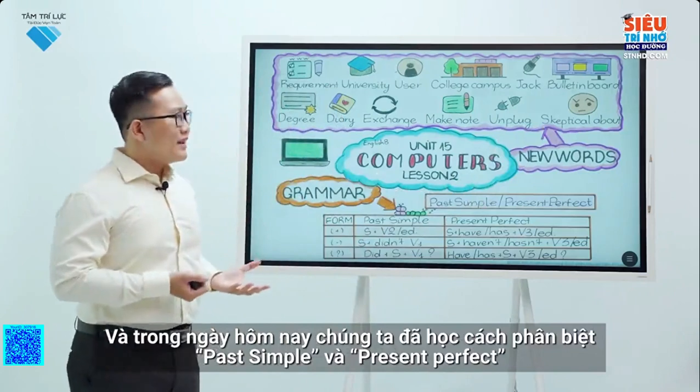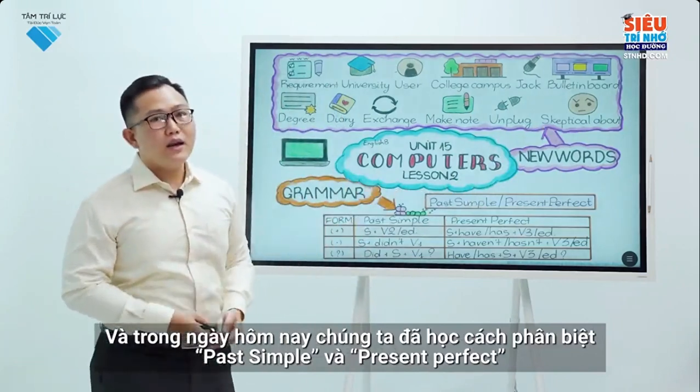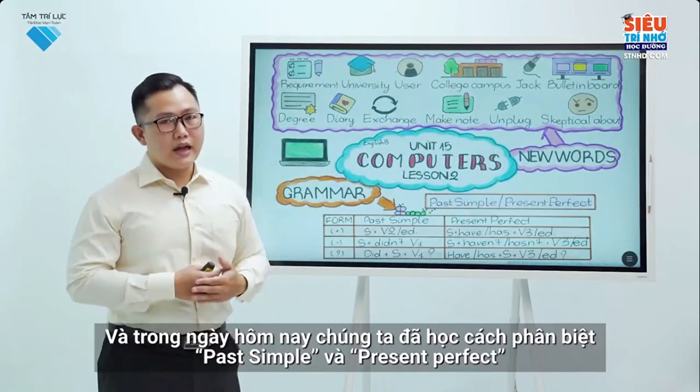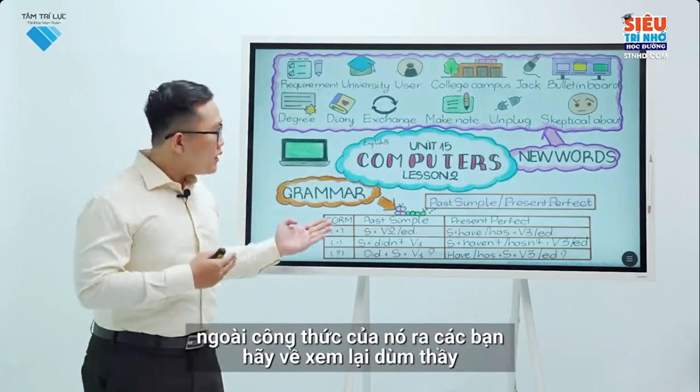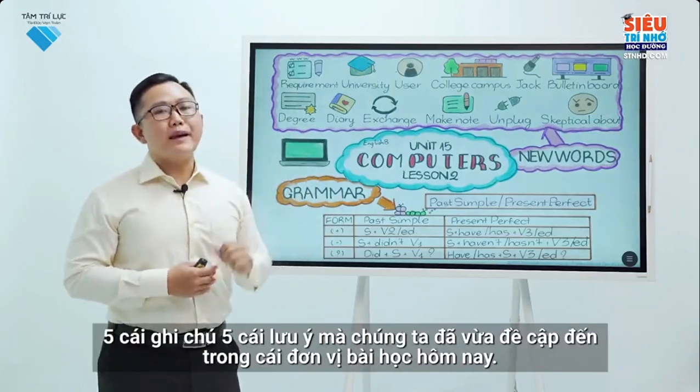And in today's lesson, we learned how to tell the differences between the simple past tense and the present perfect tense. Besides the formula, please notice the 5 notes I mentioned during the lesson.